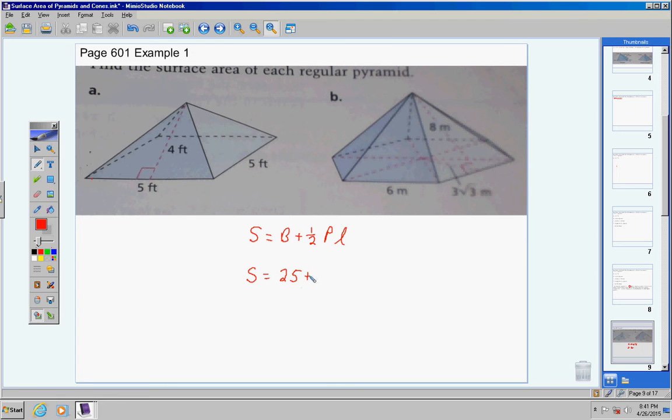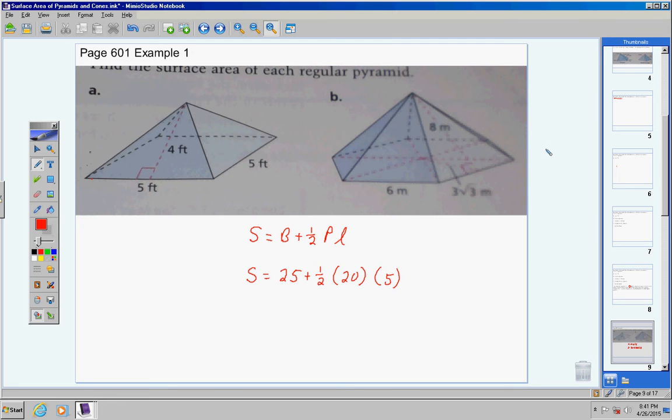Of course, 1/2 is 1/2. The perimeter of the base, capital P, well, 5, 5, 5, and 5. You have 4 sides of 5, so 5 times 4 is 20. And the slant height is given to you, which is 5. Now, I would like to pull up and park here for a second, and I hope that you'll listen to me.